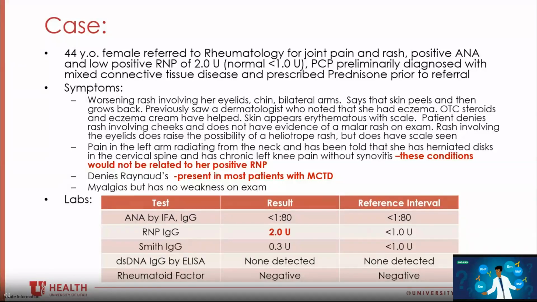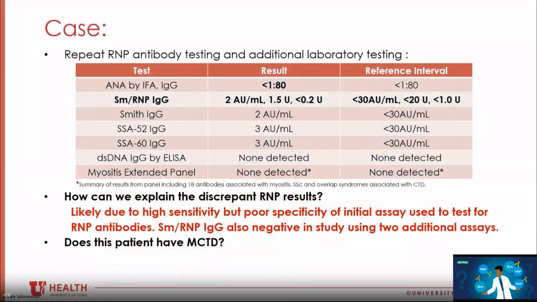The repeat RNP antibody testing was performed at a different laboratory that used the Smith RNP complex as the antigen for detecting RNP antibodies. And in this case, the patient's results were negative. This patient's specimen was also tested on 2 additional assays that measure antibodies against Smith RNP and found to be negative using all 3 assays.